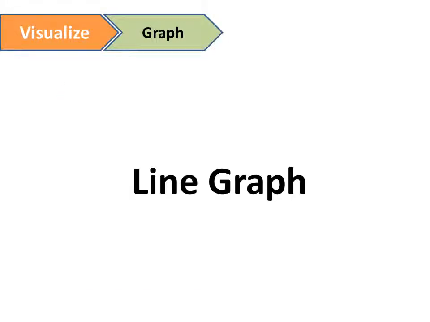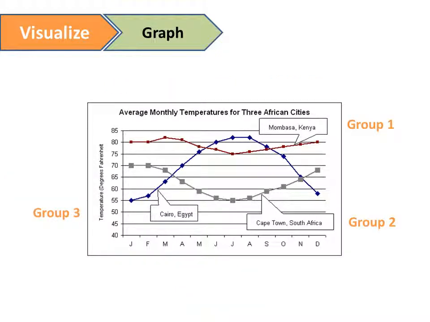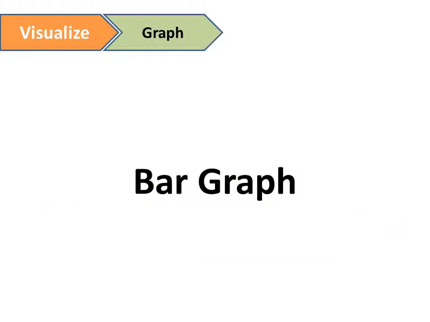A line graph is often the best choice if you want to track how your dependent variable changes over a range of values for your independent variable, especially if changes are relatively small and smooth. For example, if you want to look at how temperature, which is the dependent variable, changes over time, which is the independent variable. Line graphs can also be useful to compare changes for more than one group.